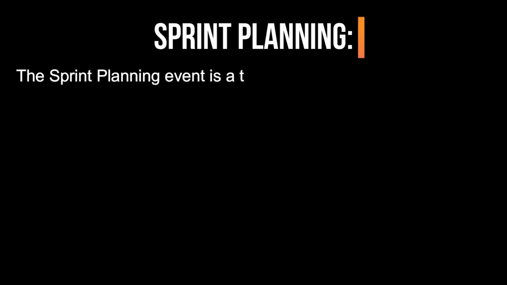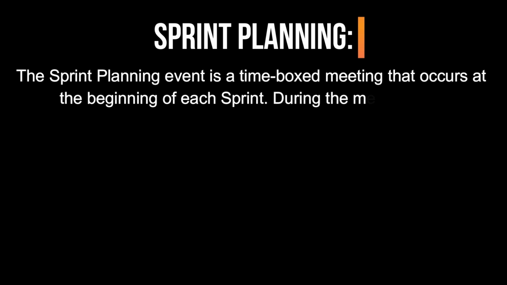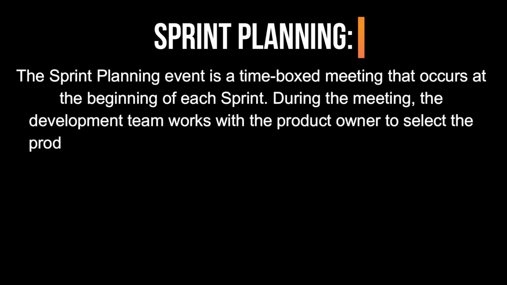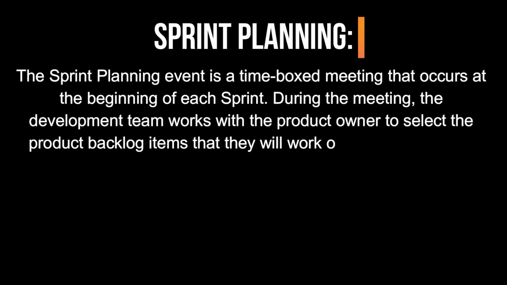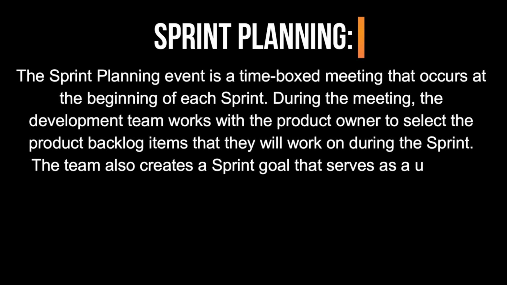Sprint Planning. The Sprint Planning event is a time-boxed meeting that occurs at the beginning of each sprint. During the meeting, the development team works with the product owner to select the product backlog items that they will work on during the sprint. The team also creates a sprint goal that serves as a unifying objective for the sprint.